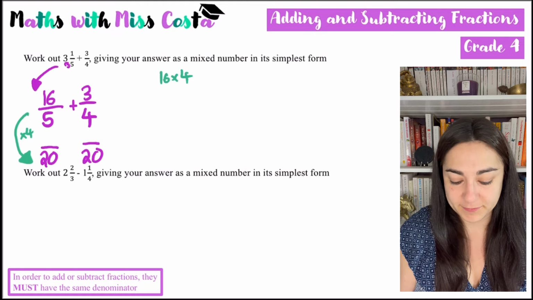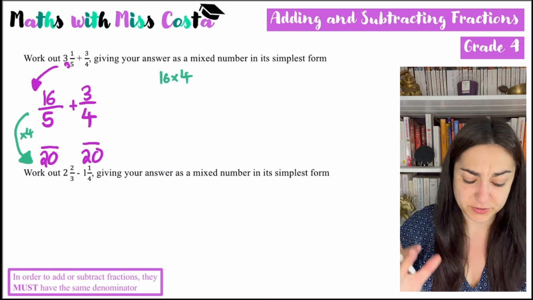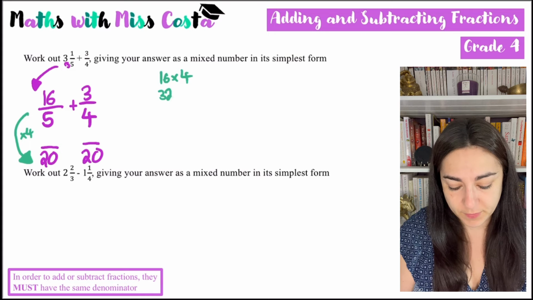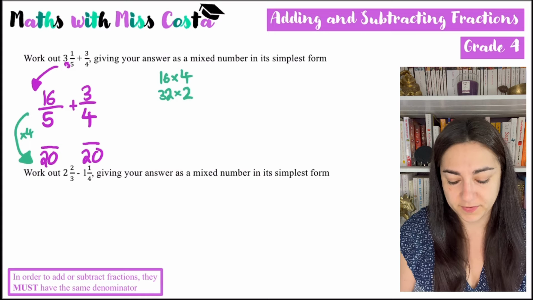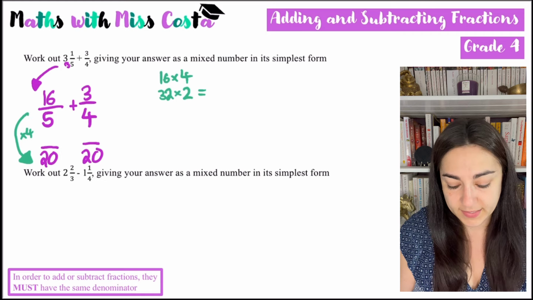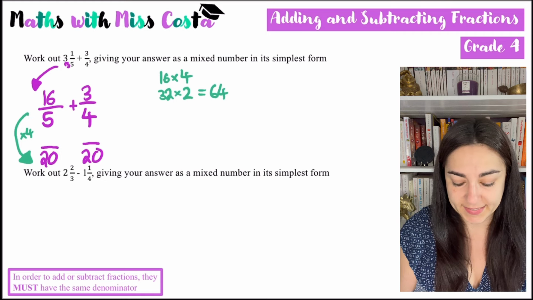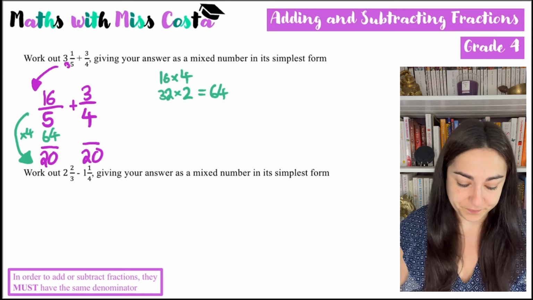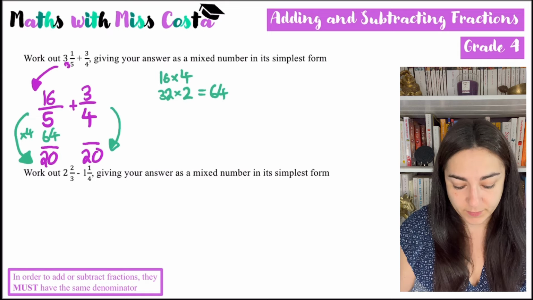So 16 times 4, because this is a non-calculator paper, I'll just show you a quick little trick. It's called doubling and halving. So if you double one part of the calculation and halve the other, you'll get the same end result. So 32 times 2 is 64. If we couldn't do 16 times 4 in our head. And then what do I do with this side?